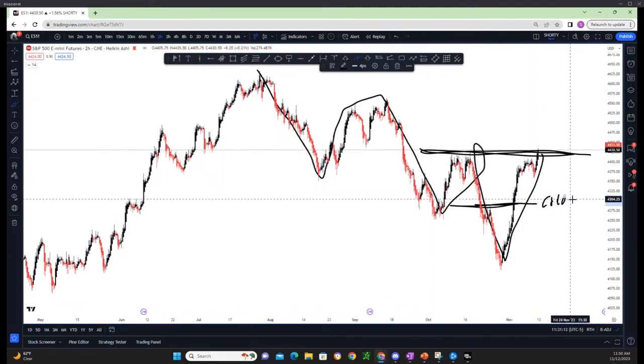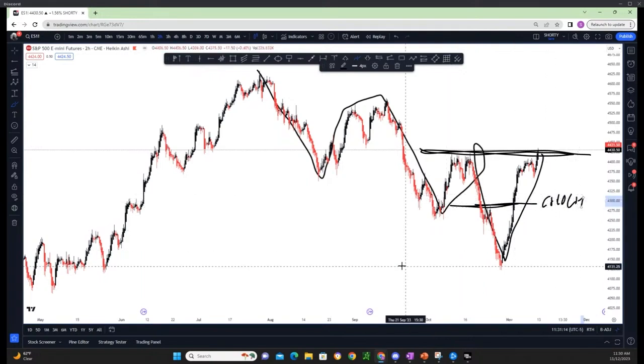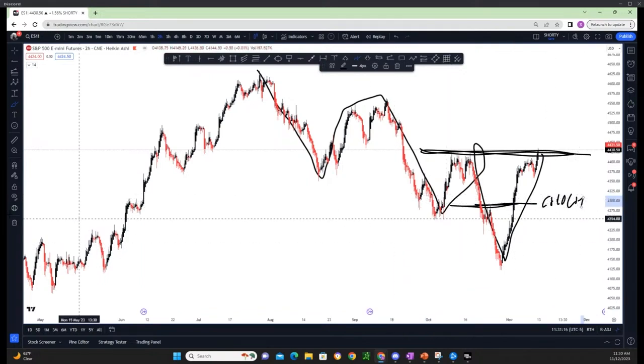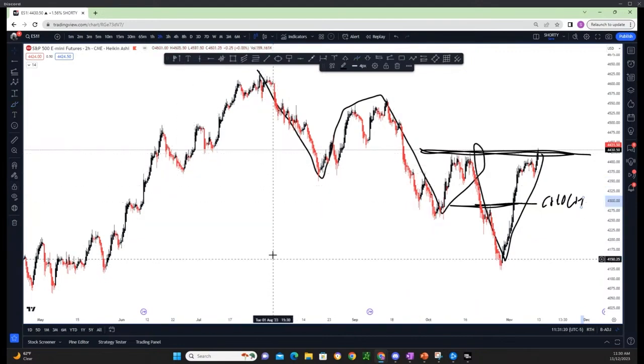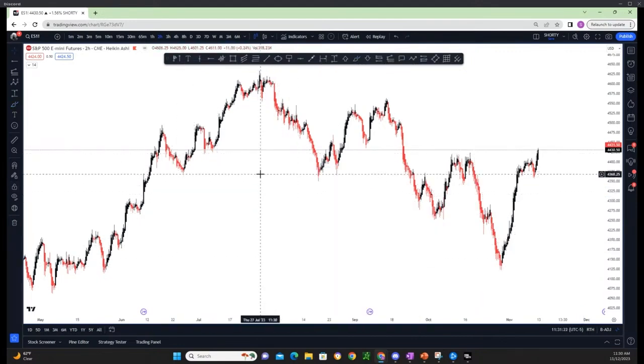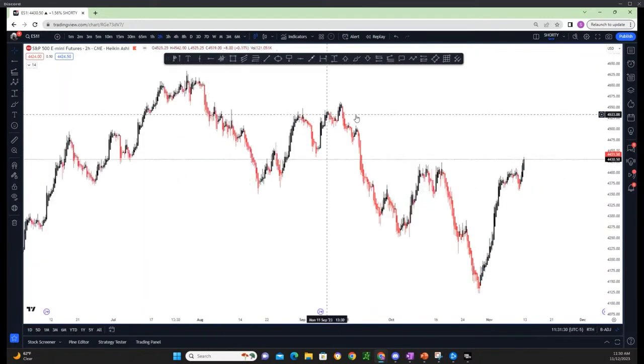What is change of character? Is anyone that doesn't know? A break of structure? No. Change of character and break of structure is different, right? Break of structure is the continuation of a trend. Change of character is reversal of the trend. Yeah. So let me explain this.